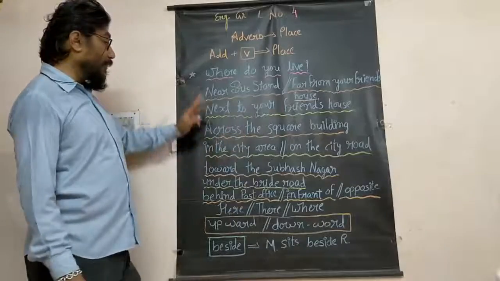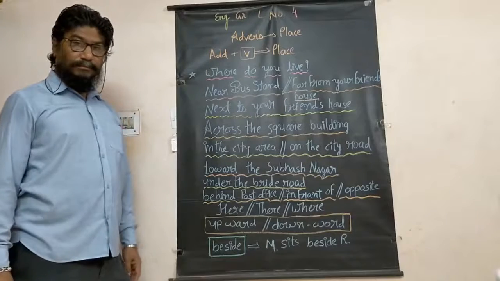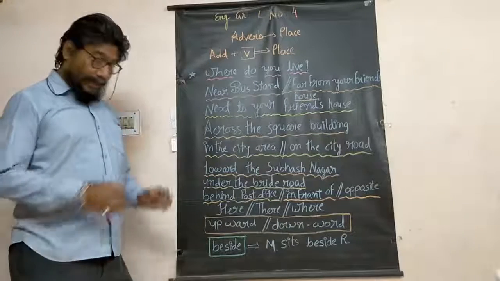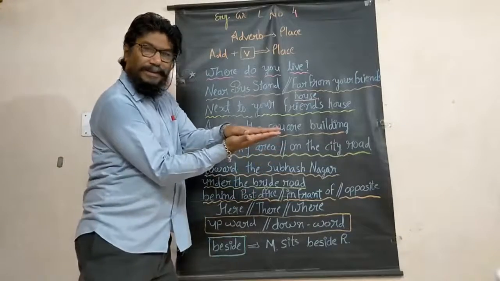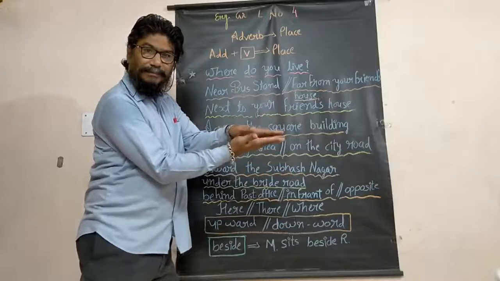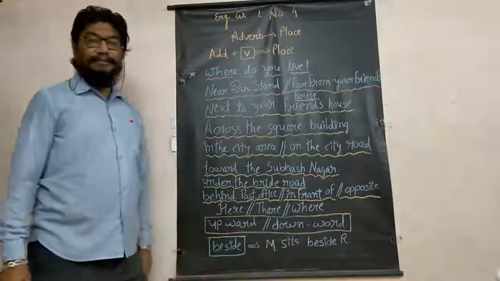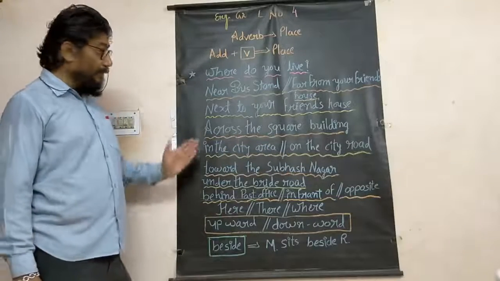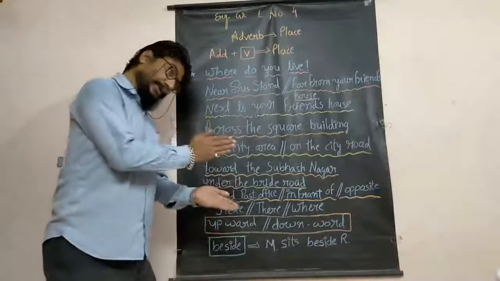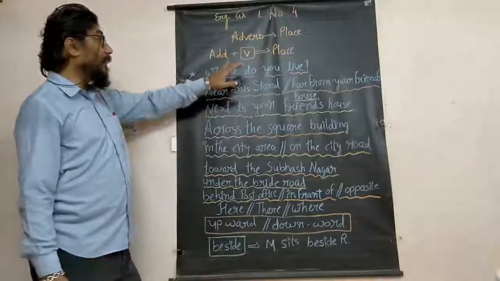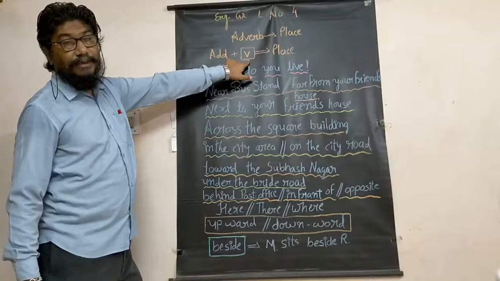Once again, where do you live? On the city road. On. I kept my pen on the table. On, when surface is connected. On the table. On the city road. Everywhere I'm using place, but this place is also connected with preposition, and total is adverb with place. Got the idea?